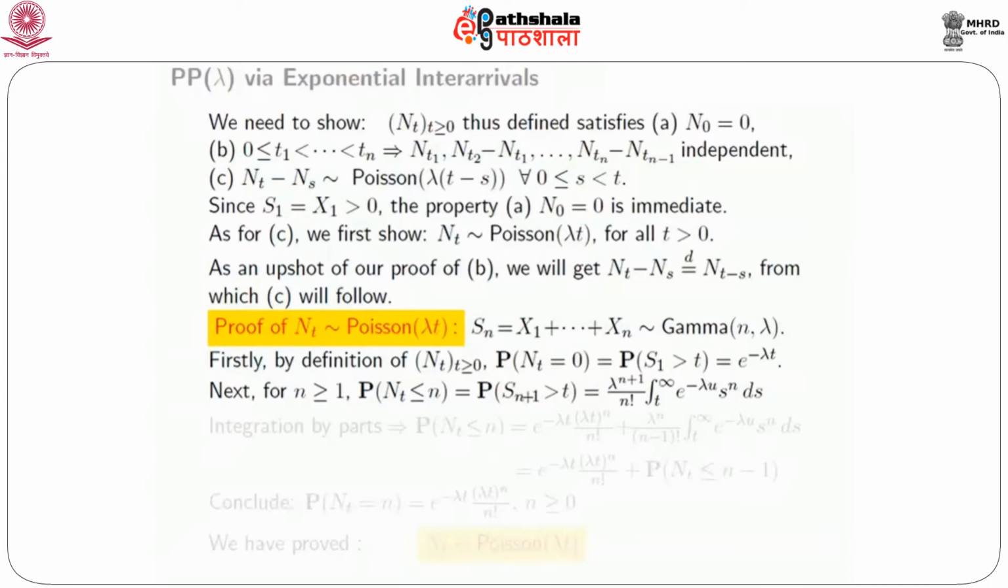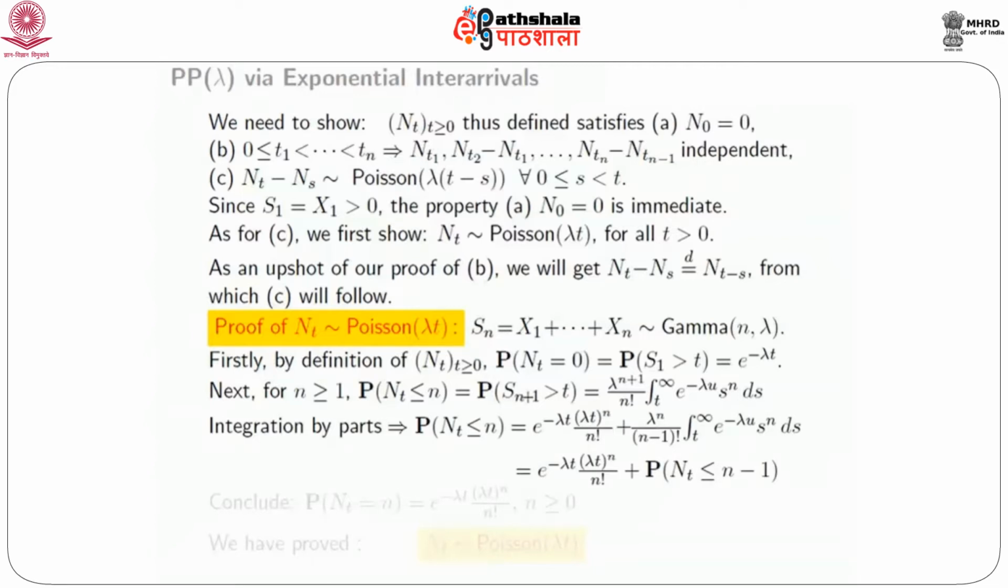So the first event S1, the time of that, is greater than t. So you get probability that N_t equals 0 is the probability S1 is greater than t. But remember, S1 is X1, which is an exponential random variable, and for an exponential random variable with parameter lambda, we all know that this tail probability that it's greater than t is e to the minus lambda t. So probability N_t equals 0 is e to the minus lambda t.